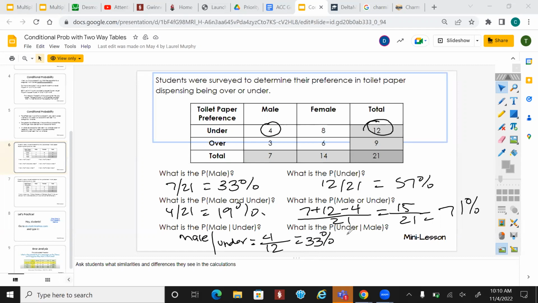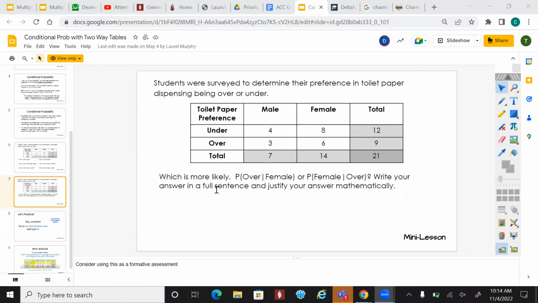Okay. On the next one, we have under given that they are male. So out of the total males, how many are under? 4 out of 7, which is 57%. Okay. So what is the probability that they are over given that they're female? Out of the females, we got 14 and there's 6 of them that do it. So what's that percent? 43. And then out of the over, how many of those are female? 6. That's going to be 67%.